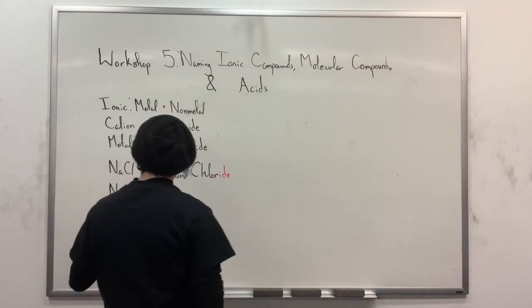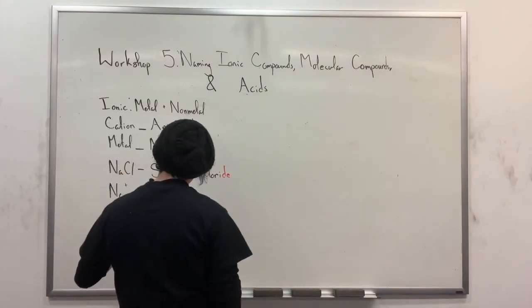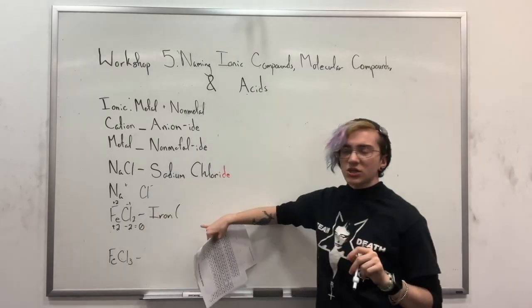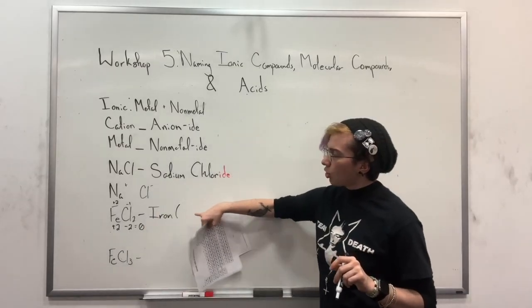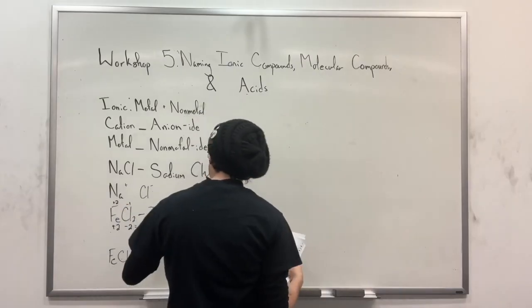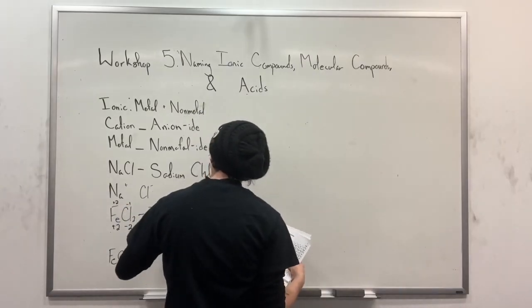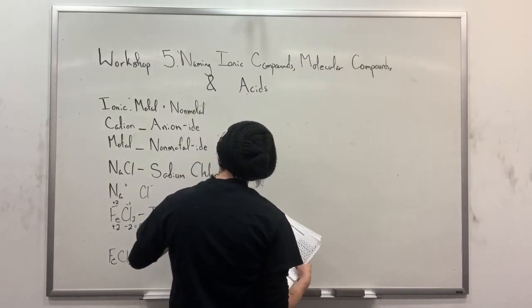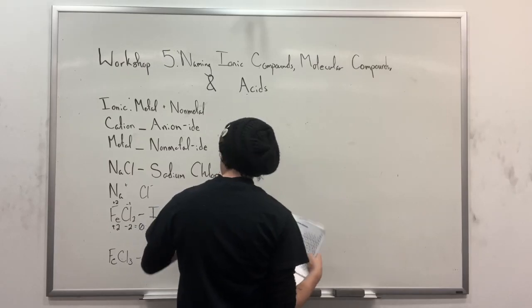And so in this case, we have iron. We're still going to name our metal first. And now the only thing we have to change is that we're going to put the charge of the metal in parentheses next to it. This is a +2 charge, so this is iron(II) chloride.